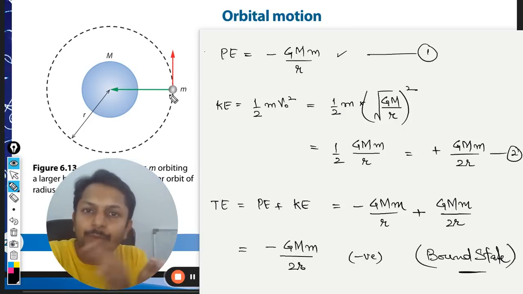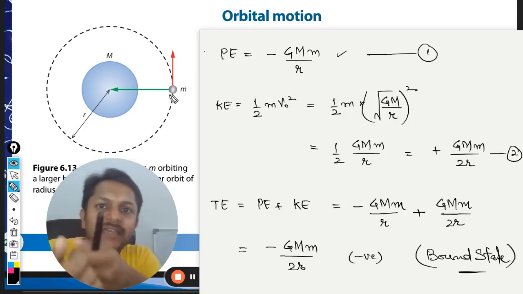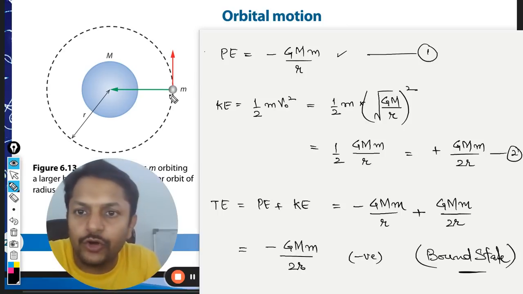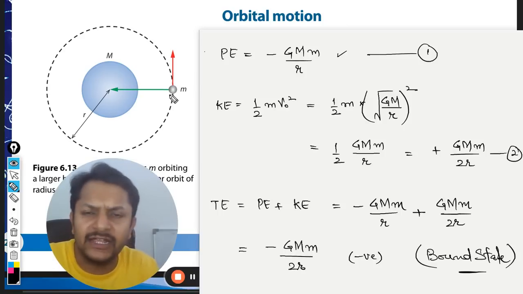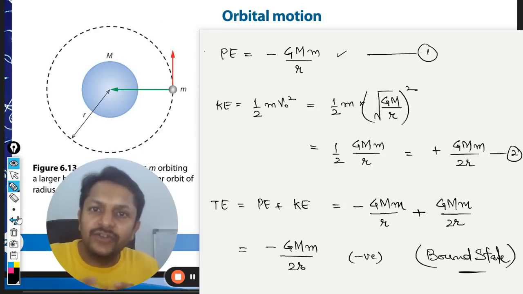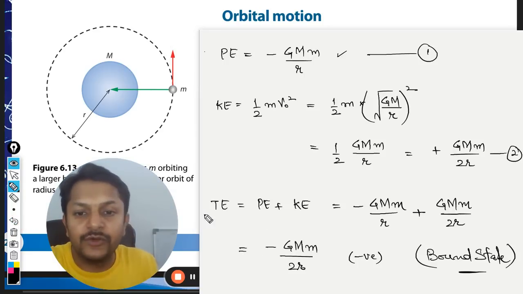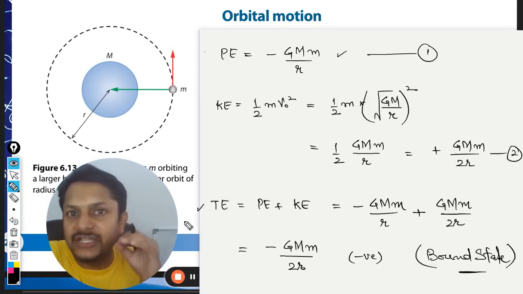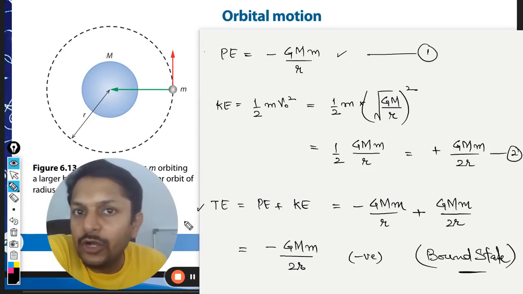So, from that point of view, we are not catching it with a string or a rope. It is not bound. It is having kinetic energy. Why doesn't it just move away like that? The reason is, from the energy point of view, that the total energy is negative. This is called a bound state.